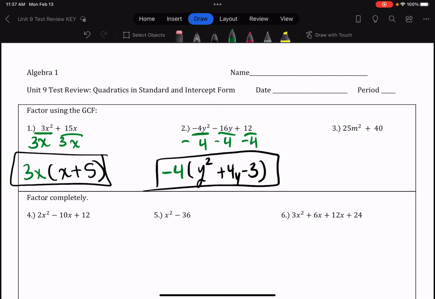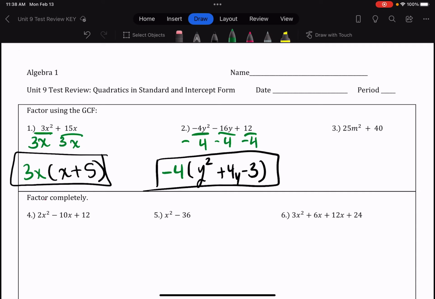And if I'm looking at number 3, it says 25m squared plus 40. Now, I know I'm not going to take out a variable term because both of these terms do not contain variables. So the next thing I need to look for is my greatest common factor. If I look at my lowest coefficient, I've got the number 25. But 25 really is not a factor of 40. It's not a whole number factor. There's no other number multiplied by 25 that yields the number 40 that is a whole number.